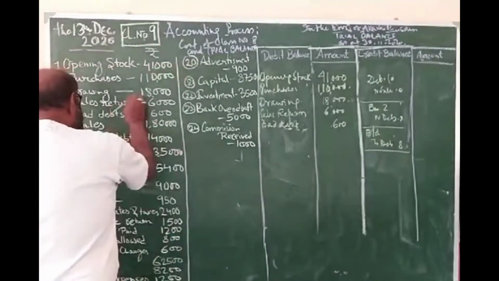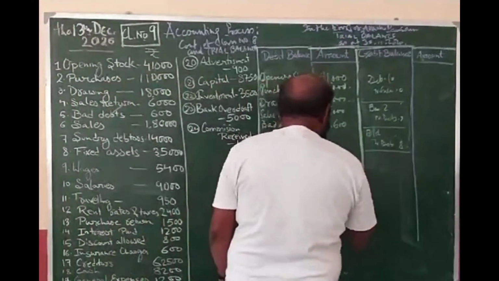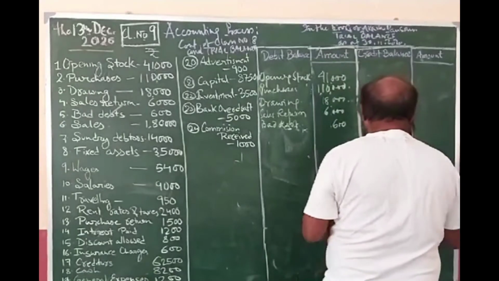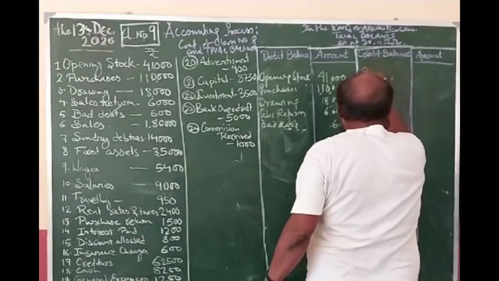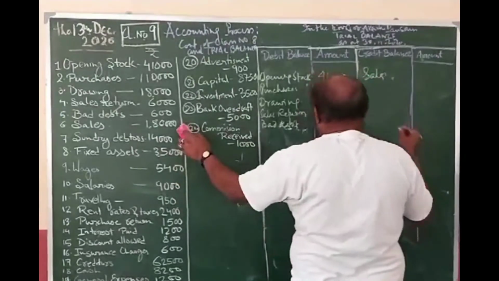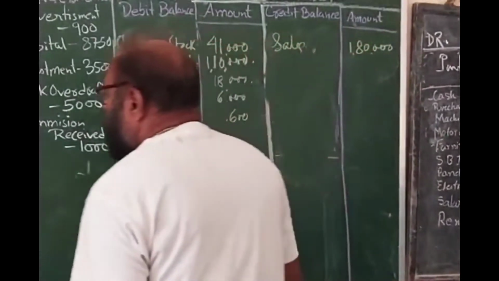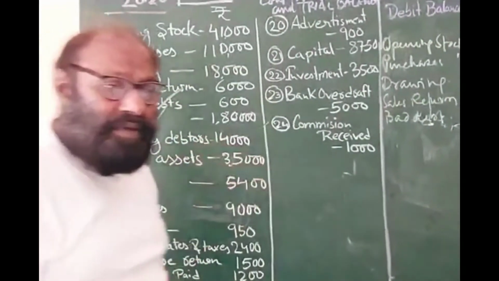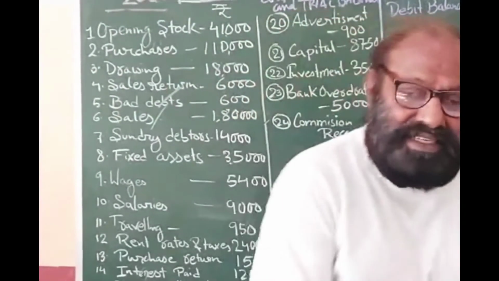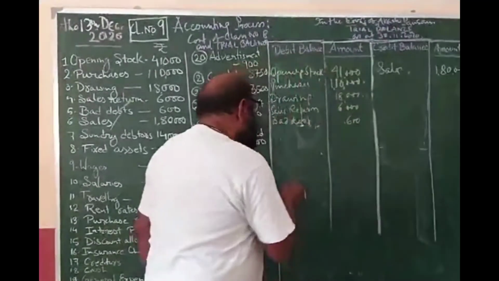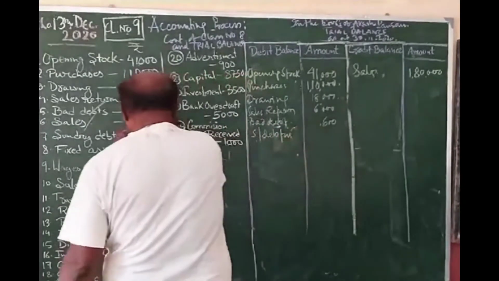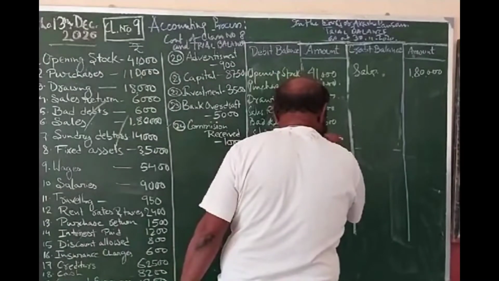Acha, bad debt. Now sales. Sales will be, what is that? So sales. Sales is how much? 1,80,000. So sales gone. Acha, sundry debtors. Sundry debtors mean debtors. Sundry means many. So debtors debit always, I have told you. Debtors is always debit. So sundry debtors debit. Sundry debtors 14,000.